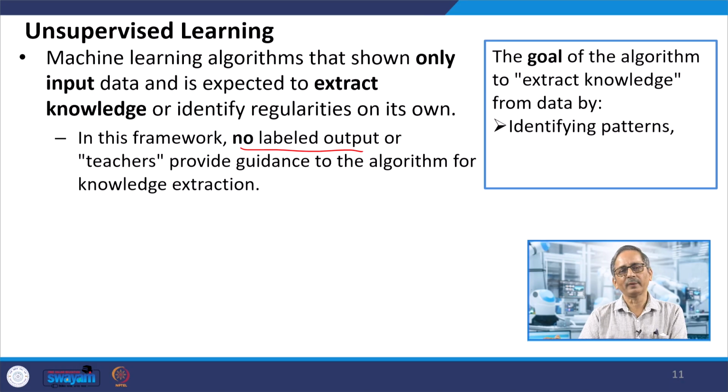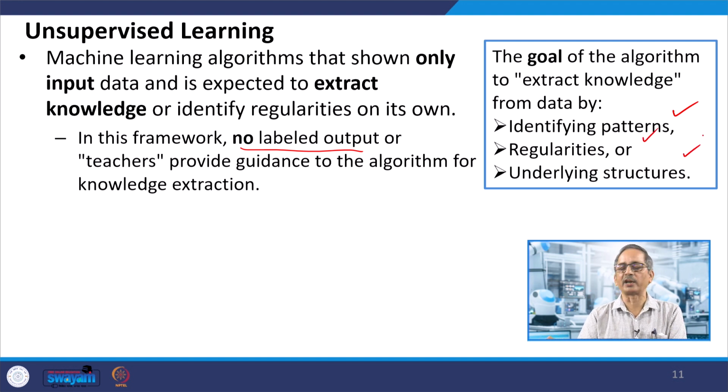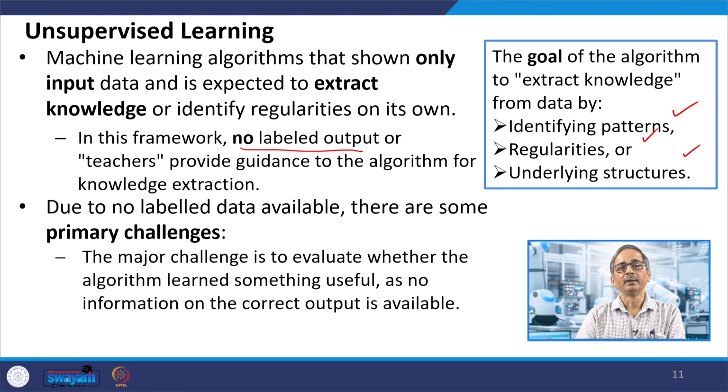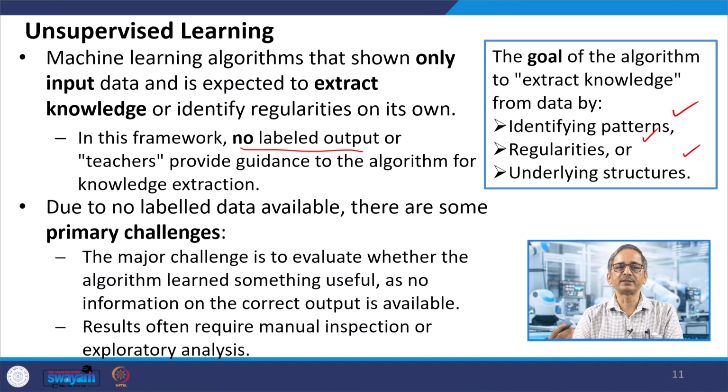So, how could it be done? It could be done by identifying the patterns in the data, regularities, and underlying structures. Now, with no labeled data available, there are some primary challenges. What are these challenges? The major challenge is to evaluate whether the algorithm learned something useful or not. Why am I saying useful or not? Because we do not have anything to compare, right? We do not have information on the correct output, and the results often require manual inspection or exploratory analysis because we do not have any output data for the given input.